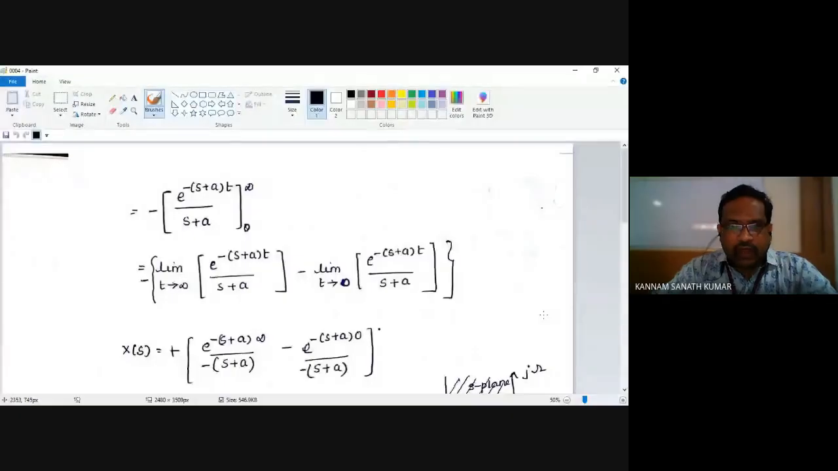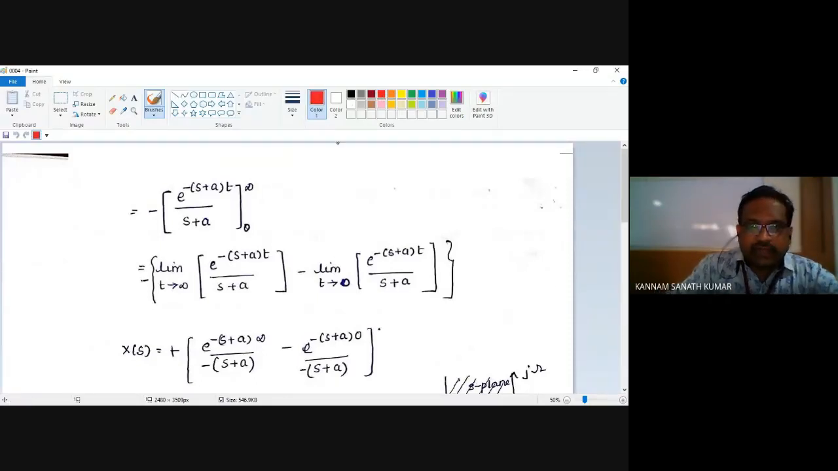So we will go deep into this, how we can find out the ROC. You got this 1 by s plus a, no? So 1 by s plus a. So that is what is ROC? s is greater than minus a. So we will see how this one is.